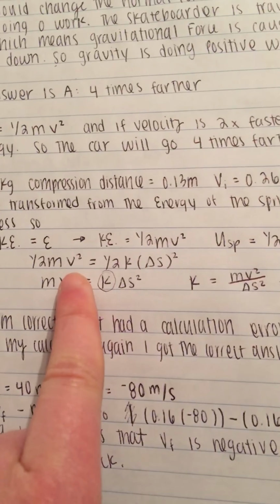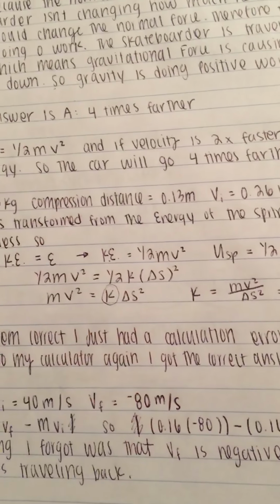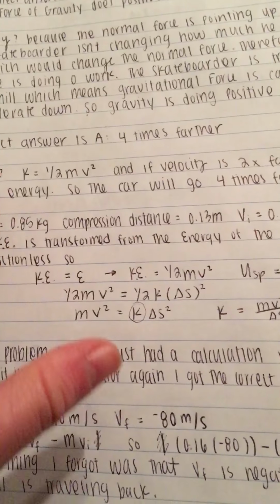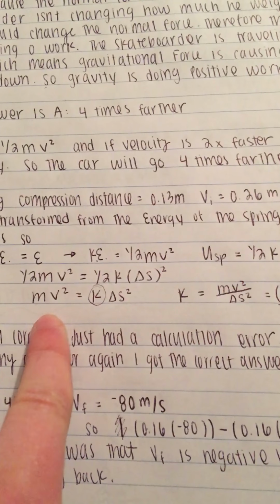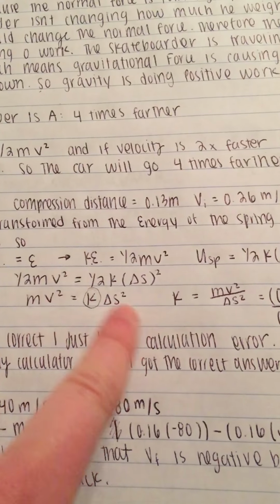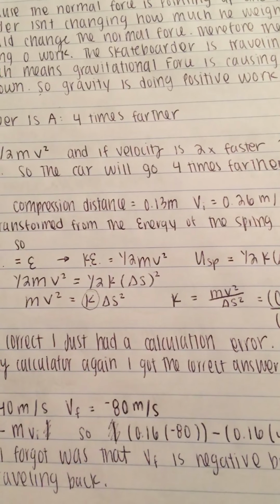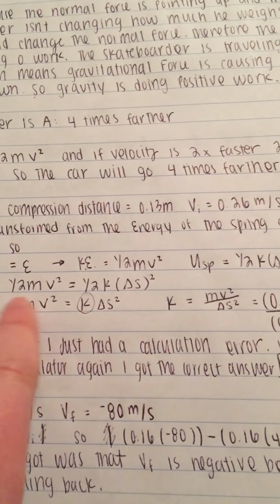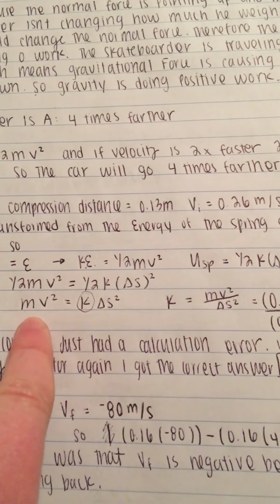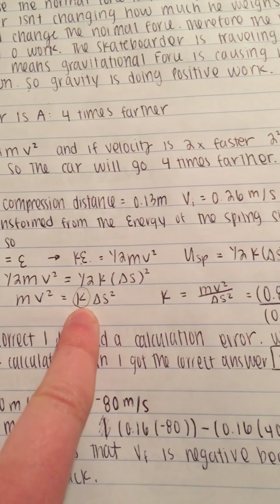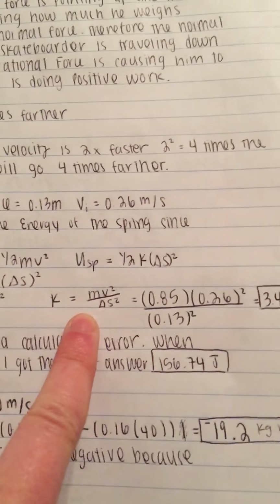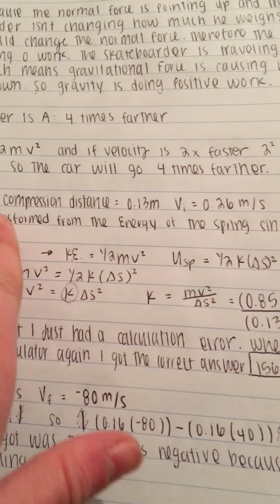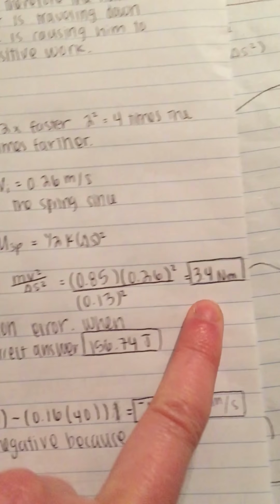So you set them equal to each other because, as I said before, the energy is transformed, and so then you're able to solve for k. Both of the halves will cancel out, so I just rewrote it without the halves. And you solve for the constant, which is this equation, and then you were able to just plug in what we were given up here, and you get 3.4 as your answer.